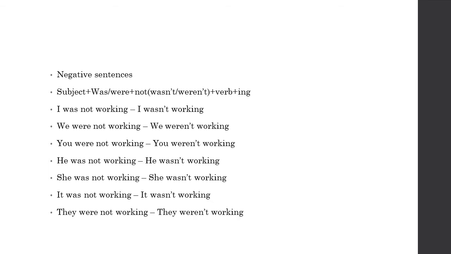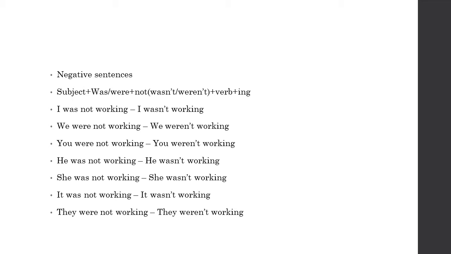Okay, and look at the negative structure. The only difference is in the helping verb. So you have subject followed by was or were, followed by not. In fact, the contraction form of not is generally used in speaking. And this is followed by the base form of the verb and ing. So, I was not working.